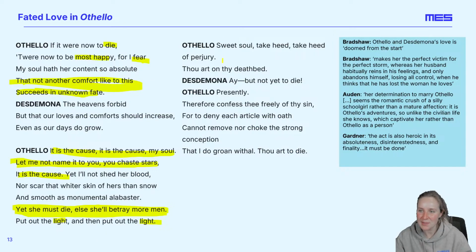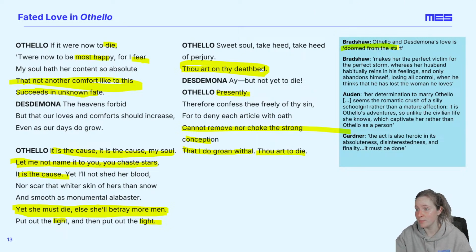That also says, sweet soul, take heed of perjury. Thou art on thy deathbed, telling her this. Ay, but not yet to die, presently. Therefore confess thee freely of thy sin, for to deny each article with oath cannot remove nor choke the strong conception that I do groan withal, thou art to die. So this idea that nothing you say will be able to convince me. You will die no matter what you say. I can't be convinced out of it.